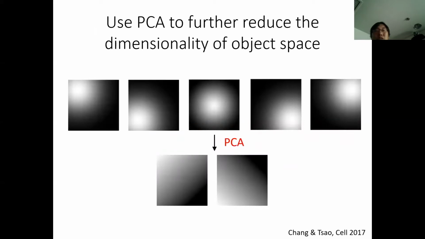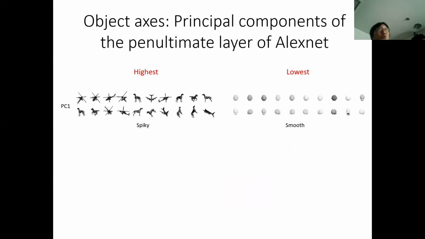And we can use PCA to further reduce the dimensionality of the object space. And what do the resulting object PCs look like? Here you can see the objects with the highest and the lowest projection on the first PC. It seems to correspond to things with protrusions versus those without.